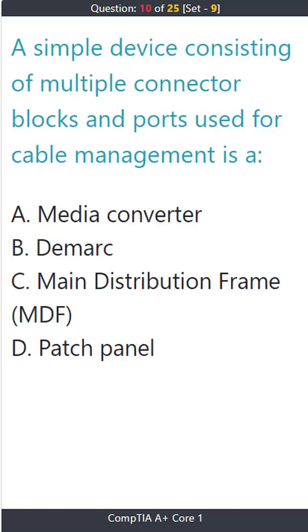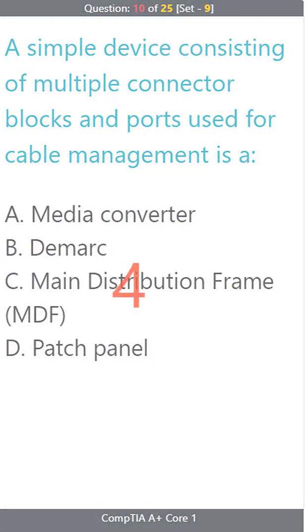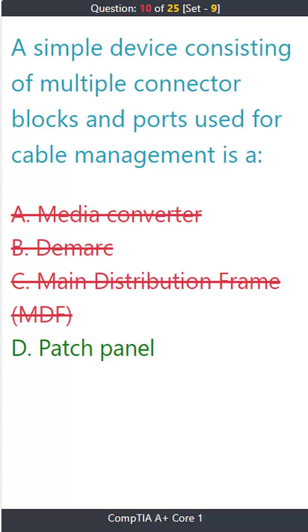Question 10. A simple device consisting of multiple connector blocks and ports used for cable management is A. Media converter, B. DMARC, C. Main distribution frame, MDF, D. Patch panel. The correct answer is D. Patch panel.